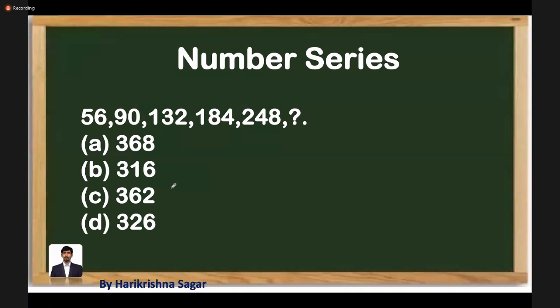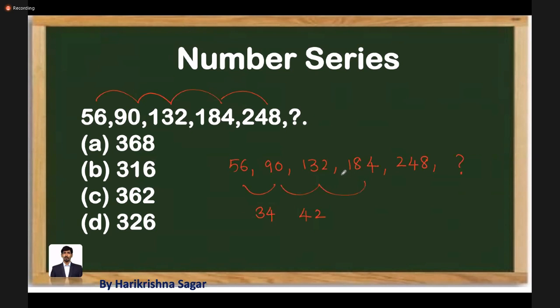Let's look at the next question which is available. 56, 90, 132, 182, 184, 248. What is the next term? As I told you, whenever you see any question, our solving of the question should be done by observing the level of differences. If you observe 56 to 90, the difference is 34. And what is the next difference? The next difference is 42.